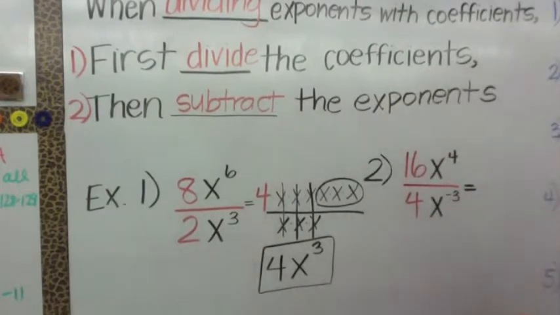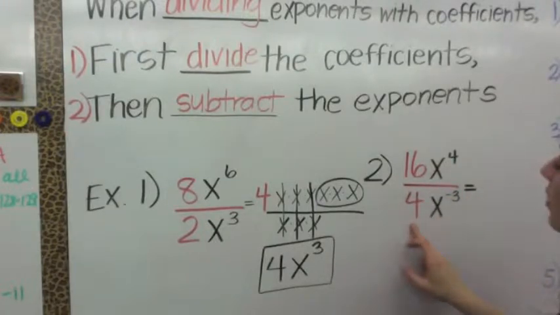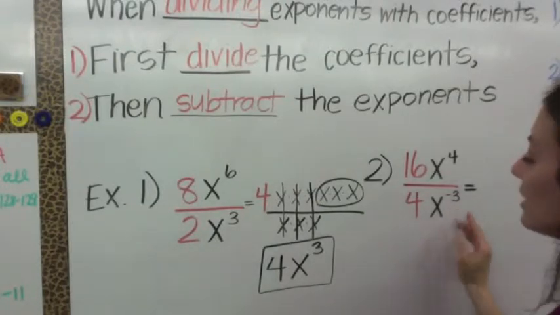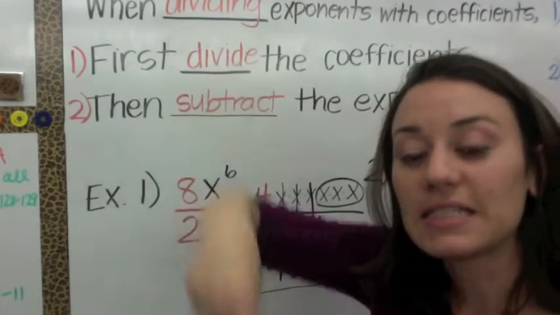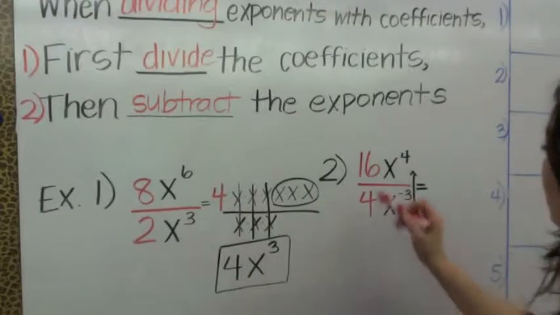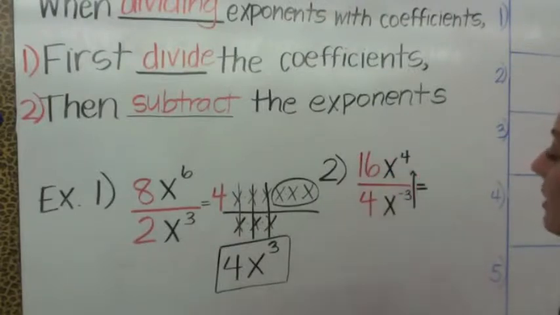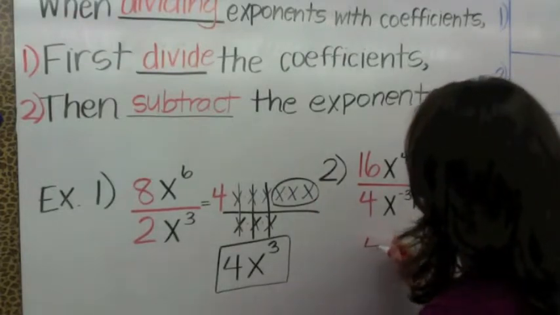Okay, let's do this example. Number 2 says 16x to the power of 4 divided by 4x to the power of negative 3. Now you have a negative exponent. When it's negative and down, bring it up. But first, the first step is to divide the coefficients. 16 divided by 4, skip count by 4: 4, 8, 12, 16. So the new coefficient at the top is 4.